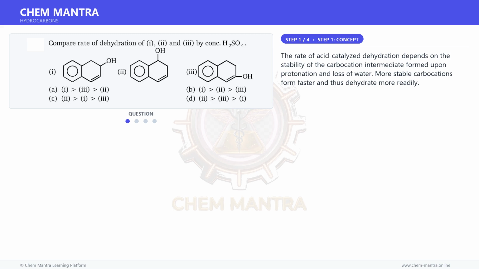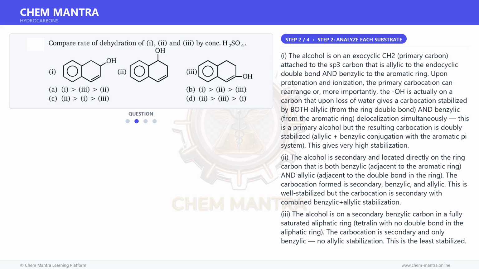The rate of acid-catalyzed dehydration depends on the stability of the carbocation intermediate formed upon protonation and loss of water. More stable carbocations form faster and thus dehydrate more readily. Moving on to the next step.